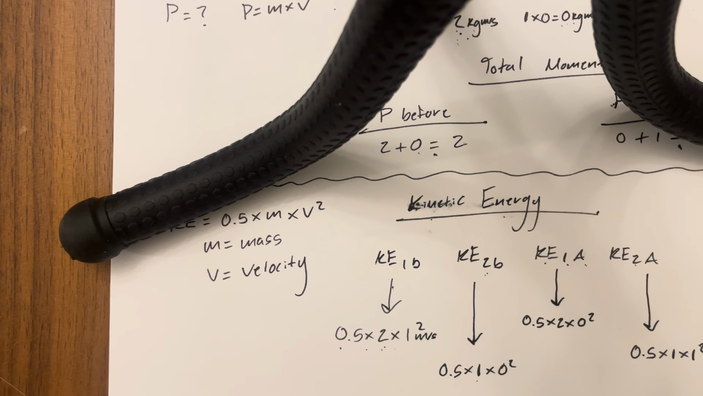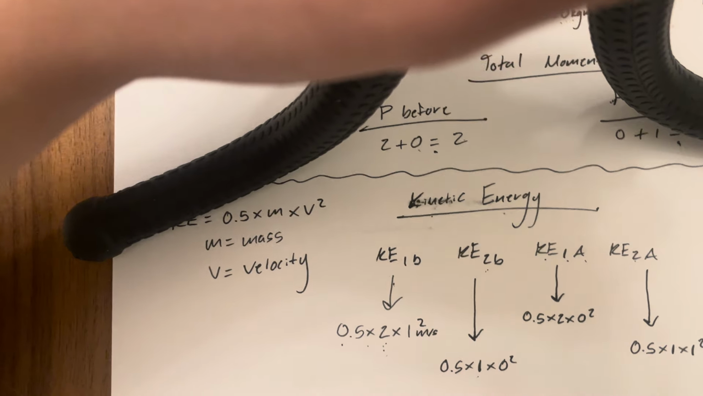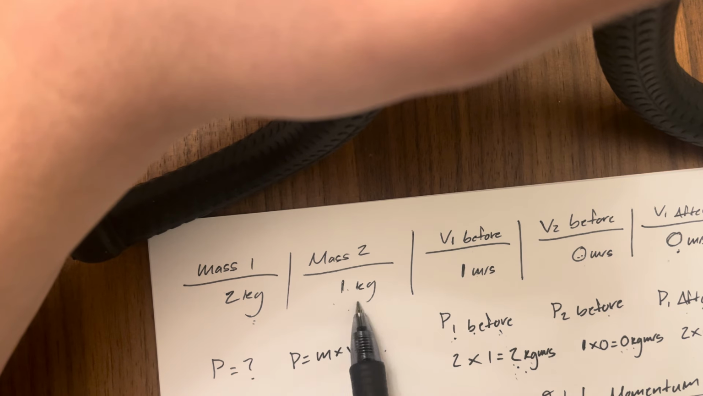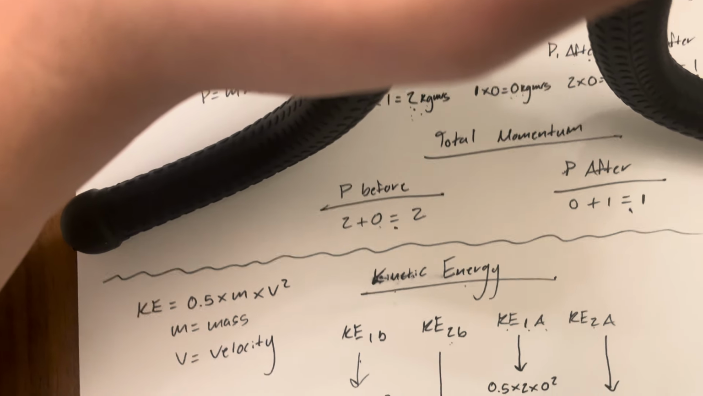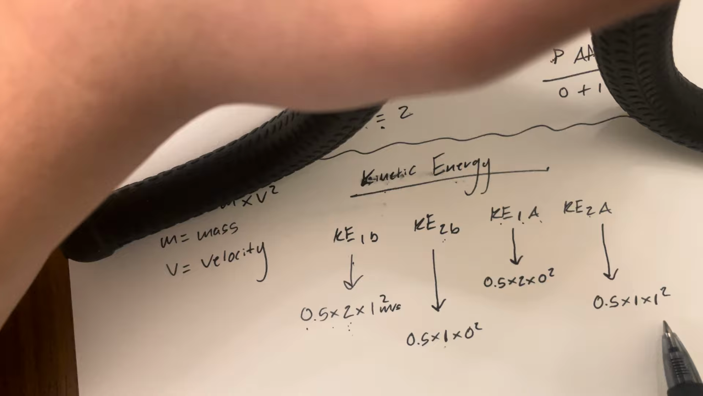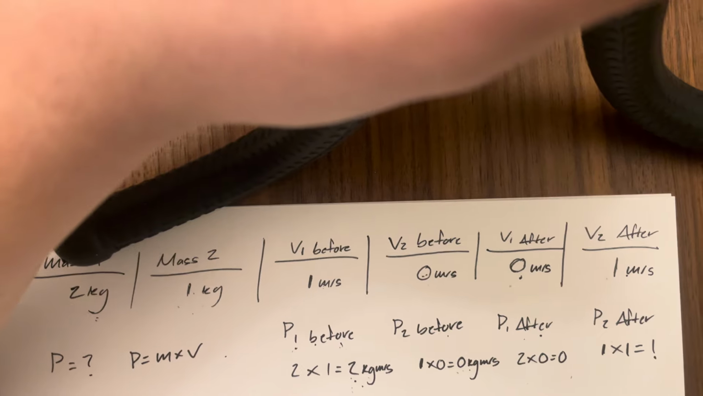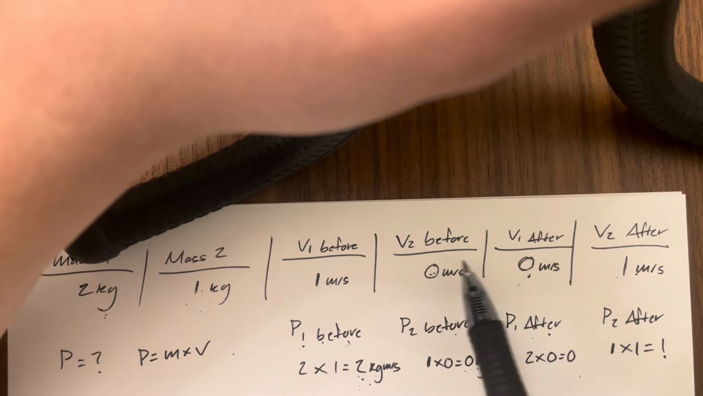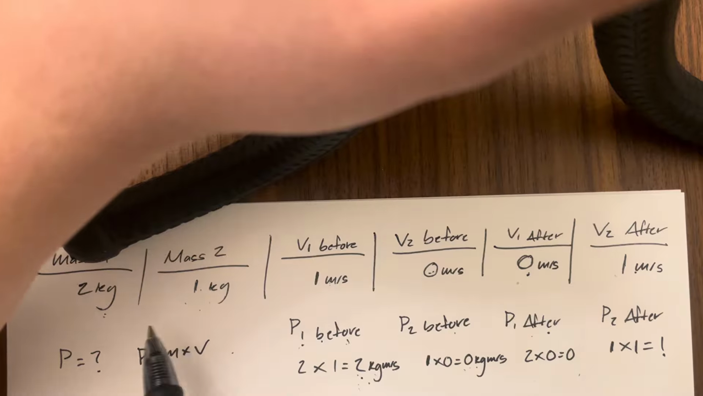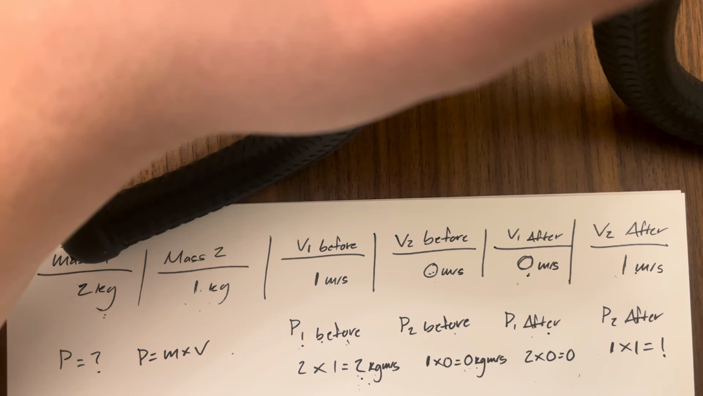Again, where did I get my mass from? If I look back up at the top, my mass is given to me: mass 1 and mass 2. Where do I get my velocities from? Where did I get these numbers right here? If I look back up at the top, here's velocity 1 before, velocity 2 before, velocity 1 after, velocity 2 after. I'm given these numbers. So you don't have to search for them, you don't have to solve for them, you don't have to look on the internet. They're given to you right here.